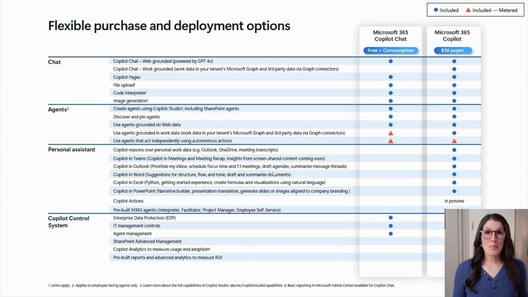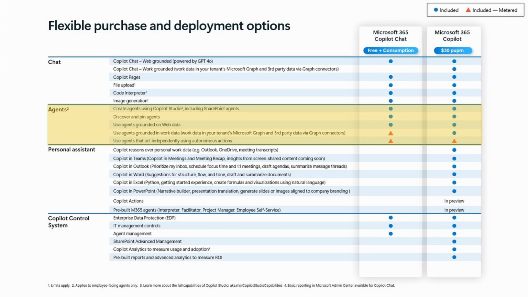We have touched on billing throughout this tutorial, and before we dive into actually creating and deploying our agent and sharing it with our team, I wanted to share this slide here, which provides a really nice summary of how agents are billed. So here we are within agents, and when agents are grounded on web data, the chatting is included. So that means that we are not having metered billing. You can chat with those copilots for free.